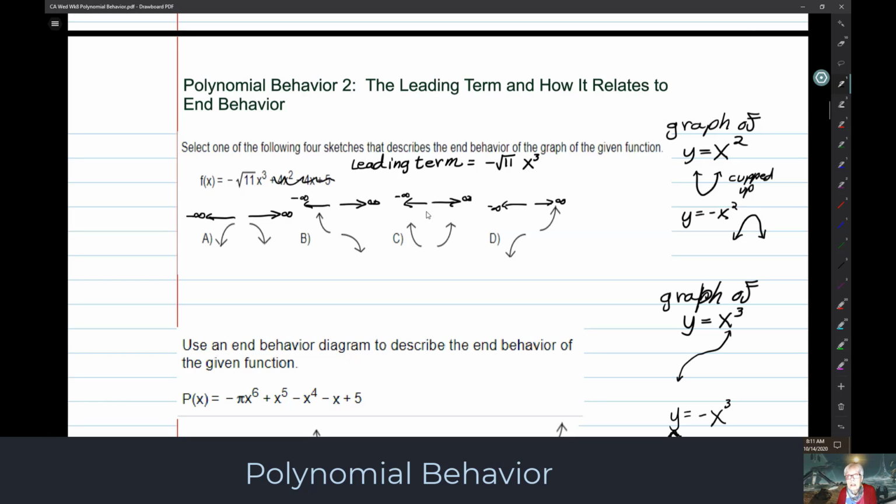And in fact, the parts of the leading term that control all of the end behavior are whether the leading term is positive or negative, and whether the degree is even or odd. That's all you have to look at.